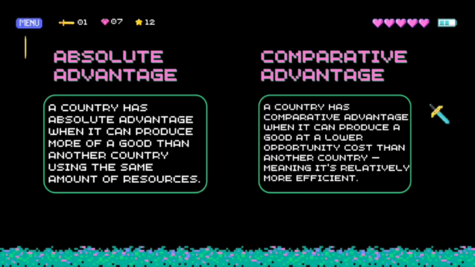Absolute advantage. A country has absolute advantage when it can produce more of a good than another country using the same amount of resources. Other than that, we have comparative advantage. A country has a comparative advantage when it can produce a good at a lower opportunity cost than another country, meaning that it is relatively more efficient.